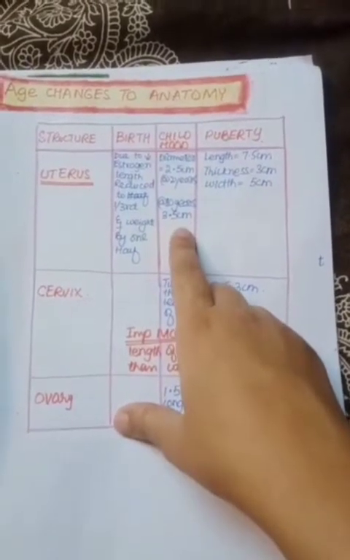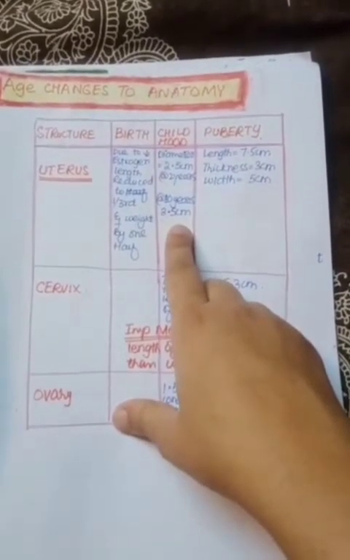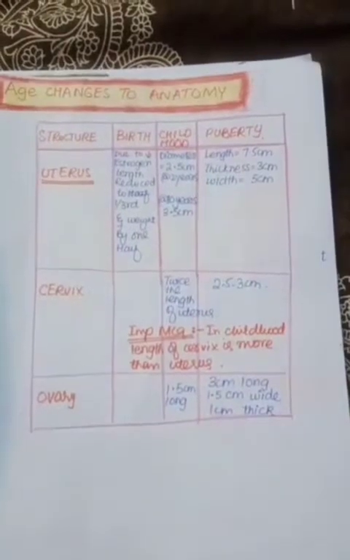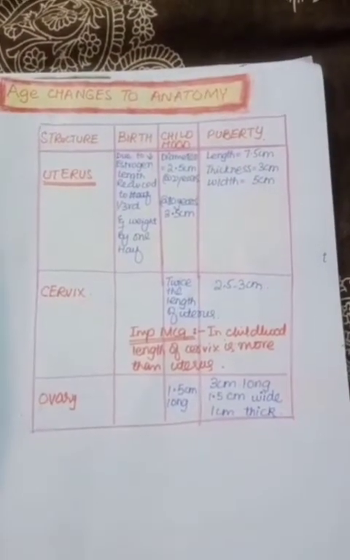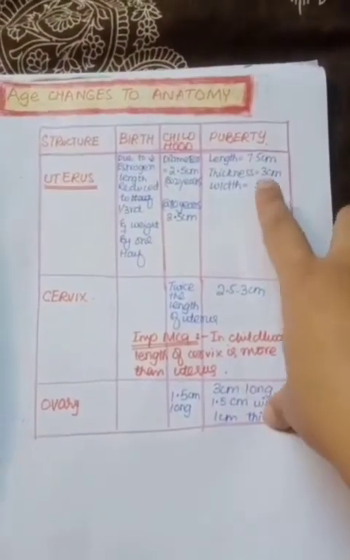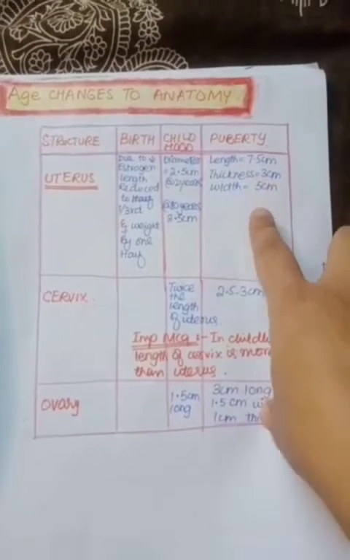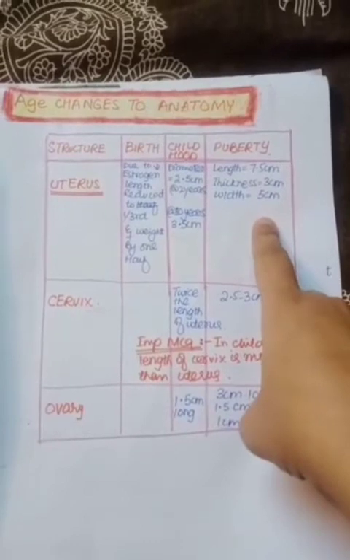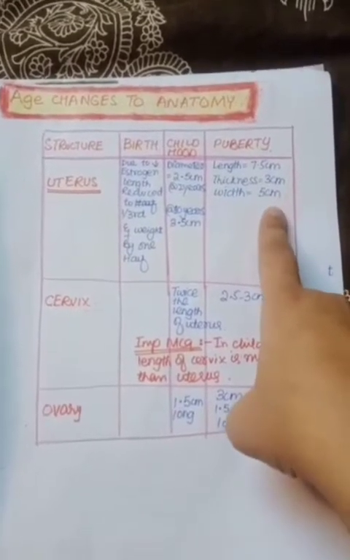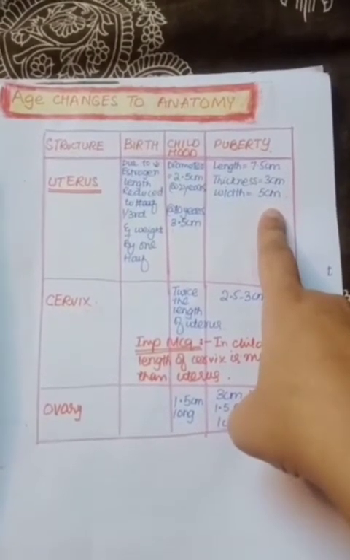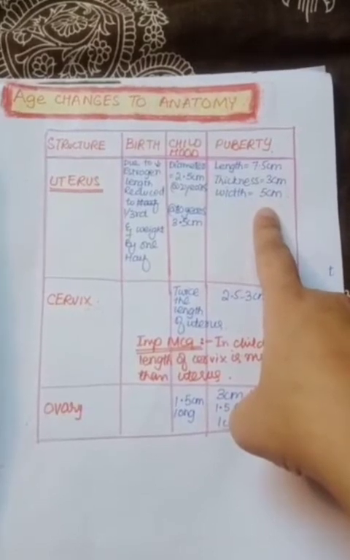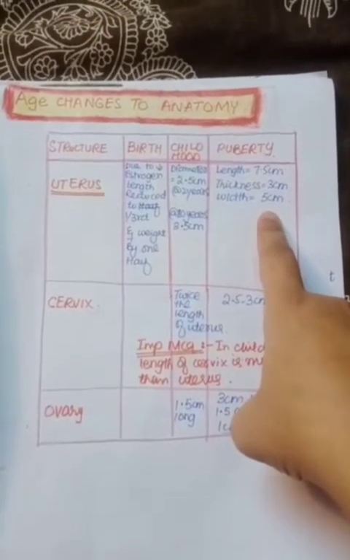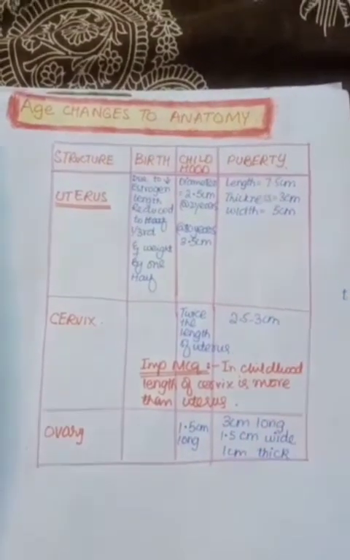In childhood, the diameter at 2 years of age is 2.5 centimeters, and at 10 years of age it is 3.5 centimeters. At puberty, its length, thickness, and width are increased, that is 7.5 centimeters, 3 centimeters, and 5 centimeters. I have also mentioned it in my previous lecture, and its clinical implication.